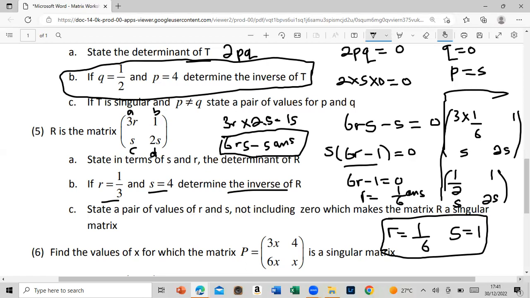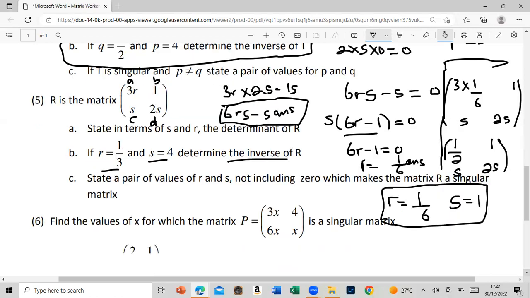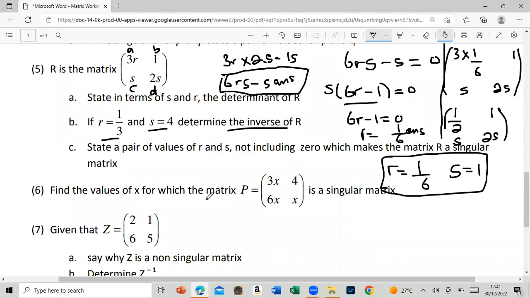Oh guys, see one here you can do. Number 6. It says find the values of x for which the matrix P equal to 3x, 4, 6x, 6x is a singular matrix. So notice it's values, so it's more than 1. All right, I will have a part 2 for this.